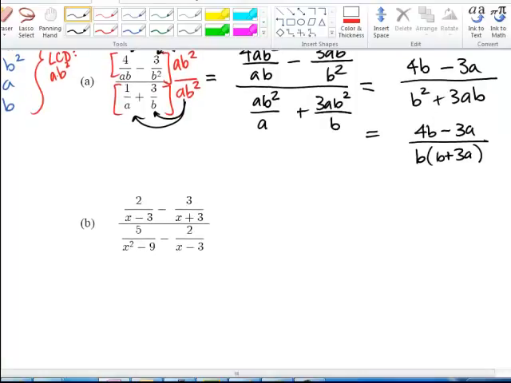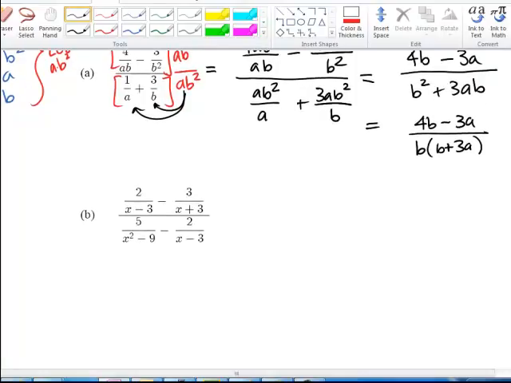Alright, next example. Before we look for the least common denominator, we want to make sure we factor the denominators that are here. So the denominators are x minus 3, x plus 3, and then x squared minus 9 would factor as x minus 3, x plus 3. And then the last one is our x minus 3. So, looking at those denominators, our LCD, doing that again, our LCD would be just x plus 3 times x minus 3.